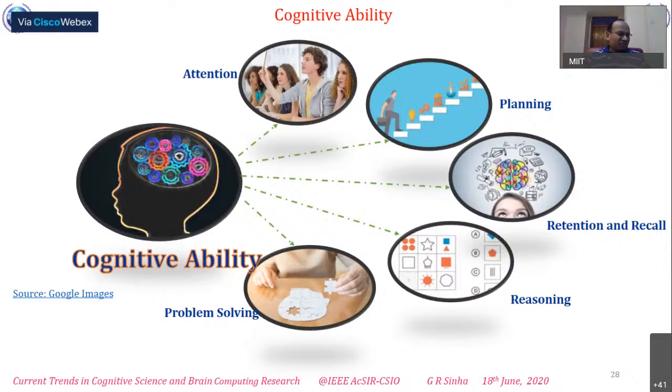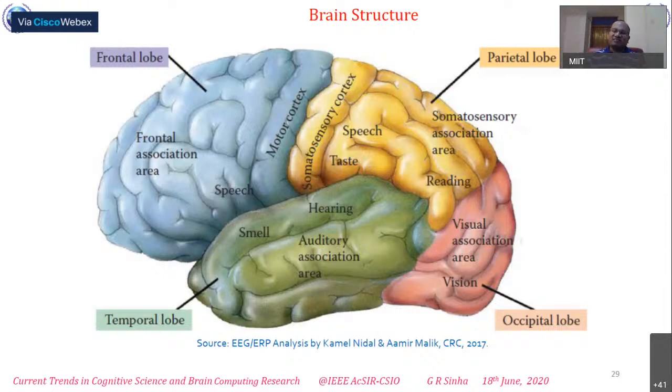And I want to tell you the most important thing, when you see the brain structure, and this is absolutely true. Scientists and doctors agree that there are areas like this frontal lobe, which is associated with speech and motor cortex. So when I move my hand, blink my eyes, or speak something, these are all associated with this part of the brain. This area, the parietal lobe, is reading capability, speech, taste. Coming down to the temporal lobe: smell, hearing, auditory association area.